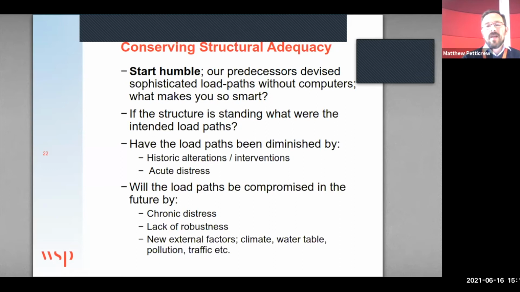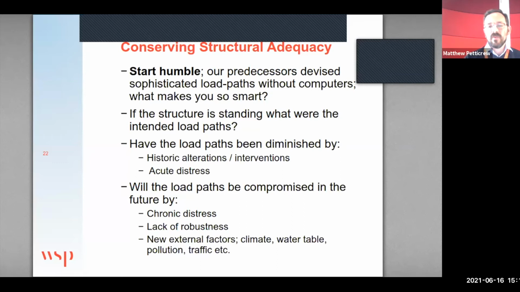By doing that, we've got to start trying to get inside the head of the person that originally designed the structure that we're looking at. And if it's still standing, what were the intended load paths? We can then start to ask ourselves other questions, like, have the intended load paths been diminished by some sort of historical alteration or some intervention along the way? Or is there some sort of acute distress which is impinging on the load path that was intended?